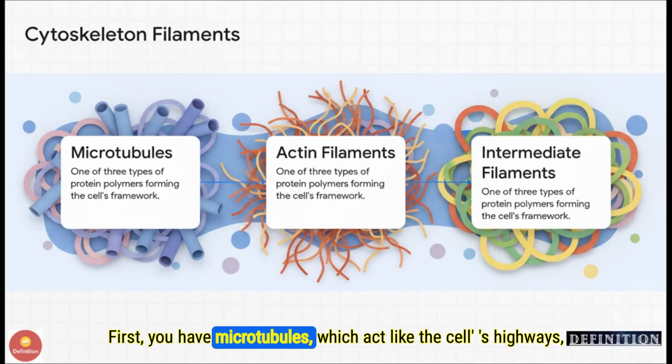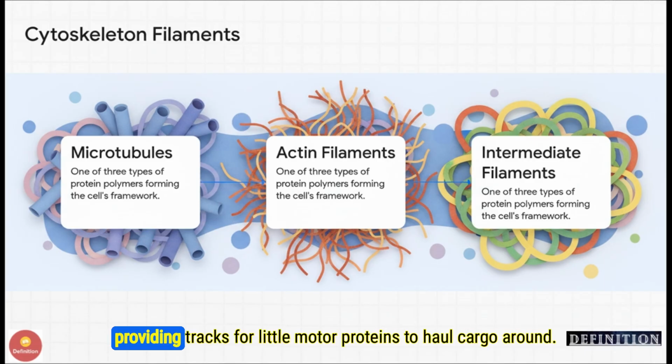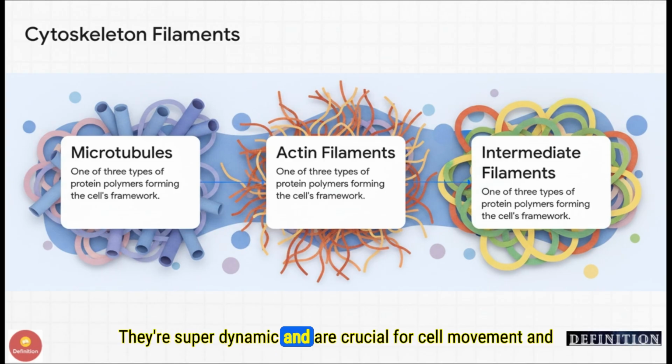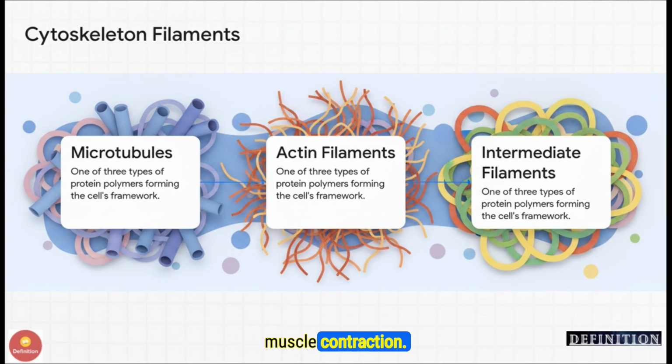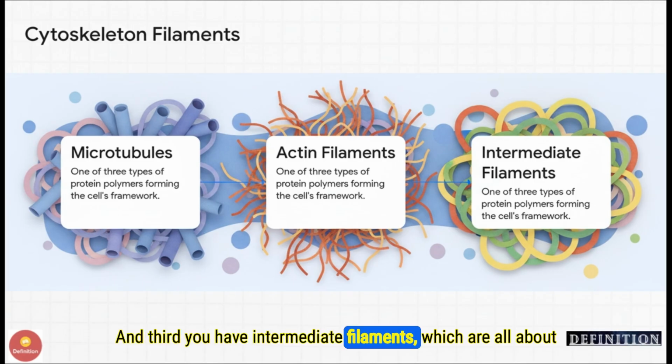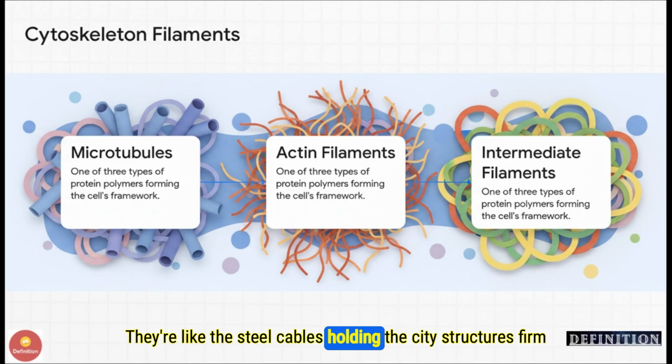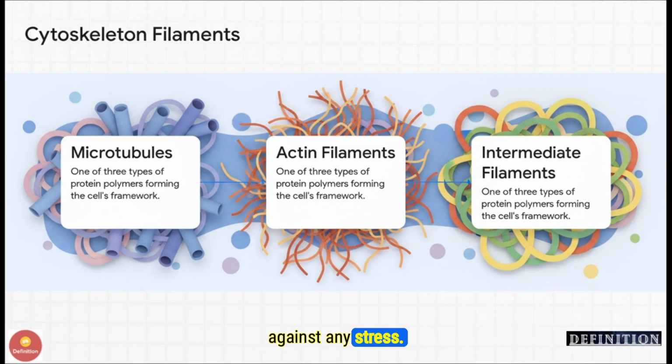First, you have microtubules, which act like the cell's highways, providing tracks for little motor proteins to haul cargo around. Second, there are actin filaments. They're super dynamic and are crucial for cell movement and muscle contraction. And third, you have intermediate filaments, which are all about pure mechanical strength. They're like the steel cables holding the city's structures firm against any stress.